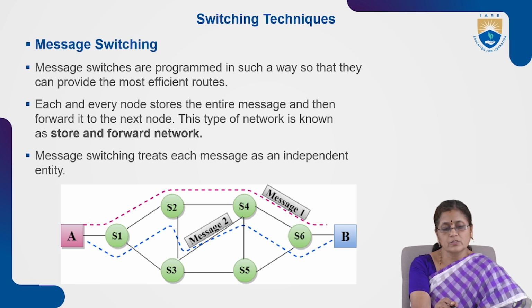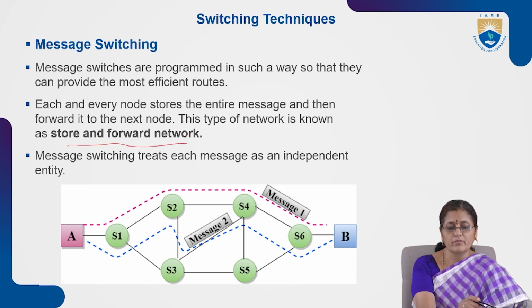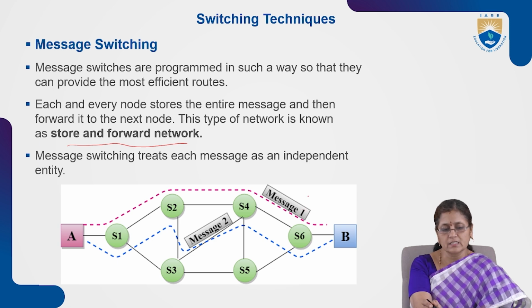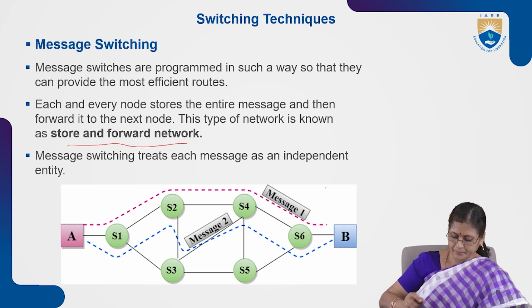Each and every node stores the entire message and then forwards it to the next node. So this type of network is also known as a store and forward network. Message switching treats each message as an independent entity, so message 1, message 2, and so on, each is treated as an independent entity.